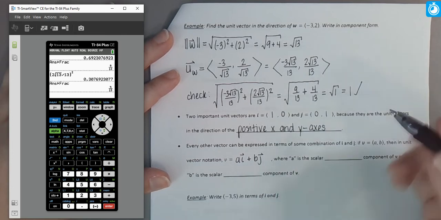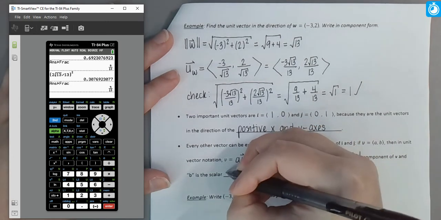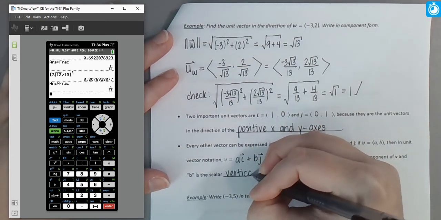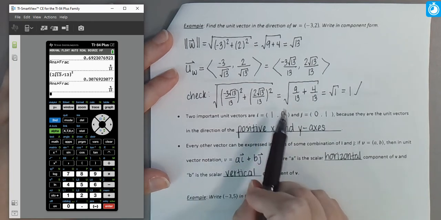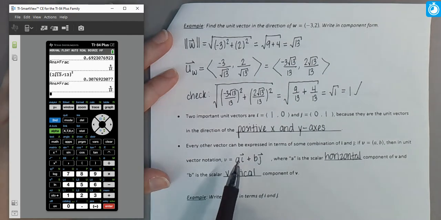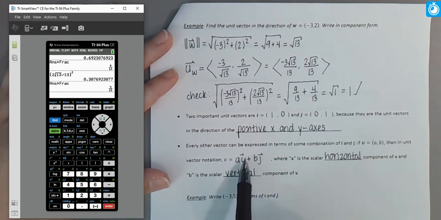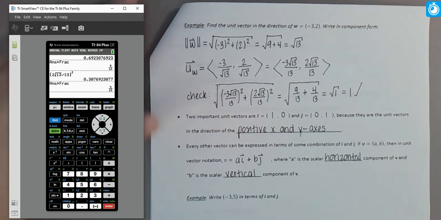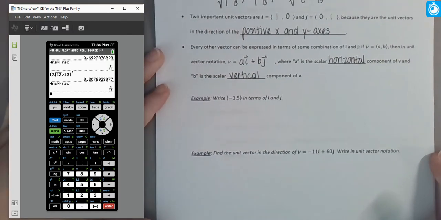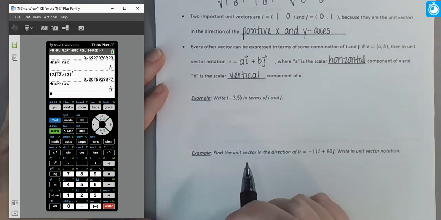Now in this case we call a the scalar horizontal component and b the scalar vertical component. And so if we take each of these individual scalar values and multiply them by these individual vectors, that says take this single unit traveled in the horizontal direction and extend it by this much. Take this single unit traveled in the vertical direction and extend it by this much. Combine them together, and you get motion diagonally, both horizontally and vertically. So if we have component form and we want unit vector notation, it's just a matter of making these values coefficients, scalar multiples of each of our individual unit vectors.